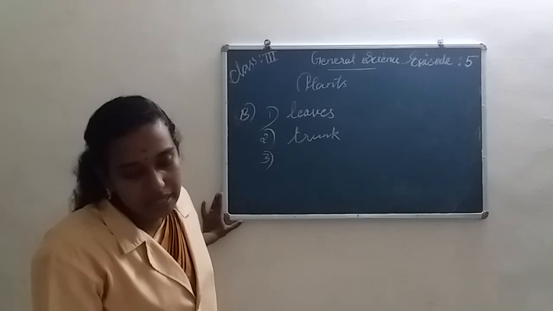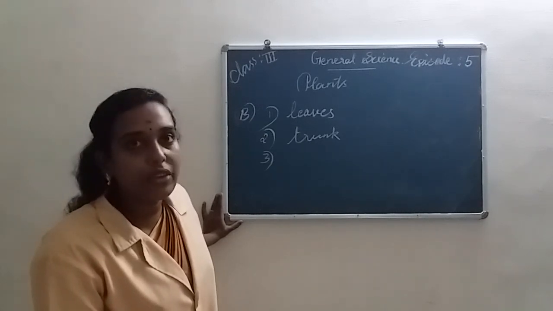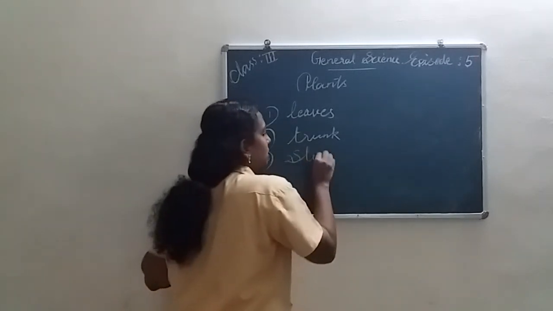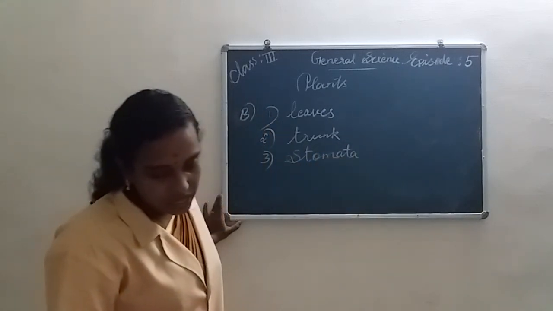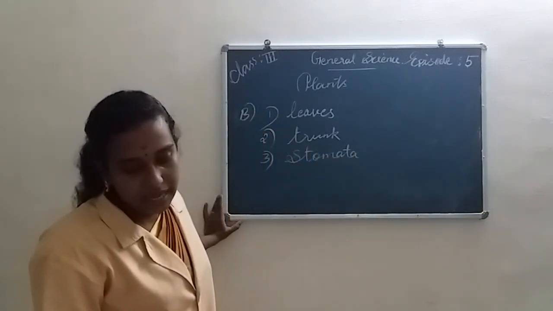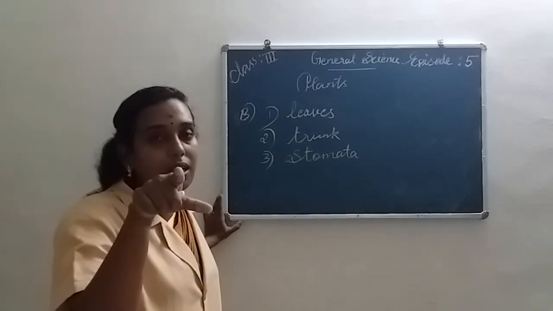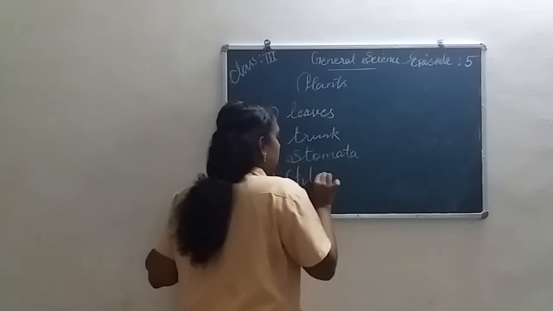And the third question, the tiny holes present on the leaves for exchange of gas. The tiny pores or openings present on the leaves are called stomata. And fourth question, a green substance found in the leaves is needed for photosynthesis, because the green substance which gives green color to the leaves is called chlorophyll.